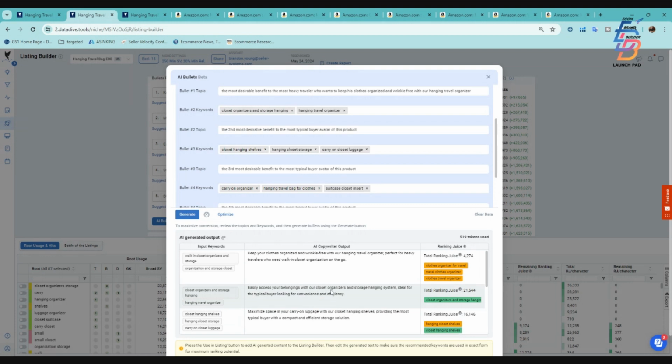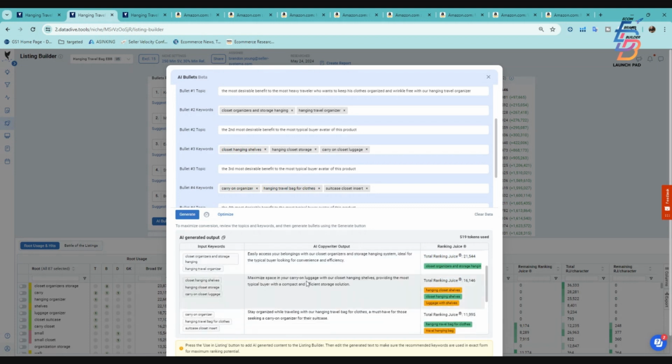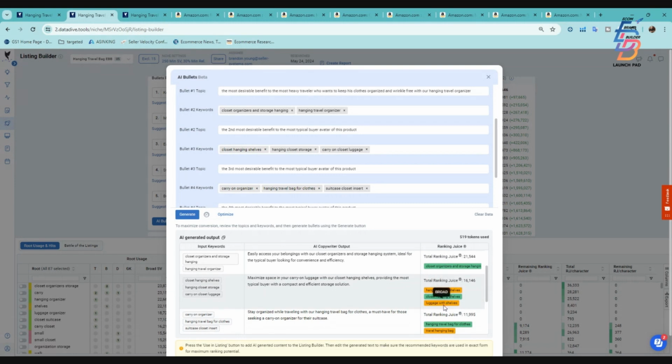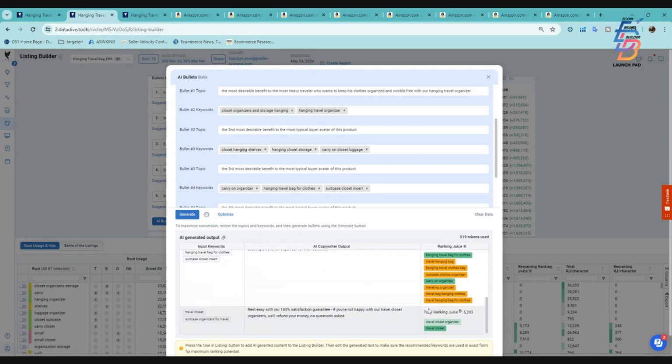Easily access your belongings with this closet organizers and storage hanging system, ideal for the typical buyer looking for convenience and efficiency. So closet organizers and storage hanging travel organizer. These are tough long tail keywords that don't really sound great. So it's doing its best. Yeah. And here you can see when it's green, it nailed it. And when it's orange, it didn't, right? Yeah. Oh, I like that.